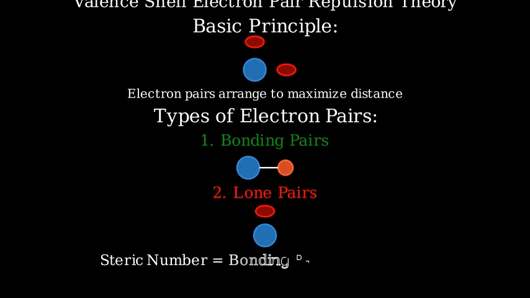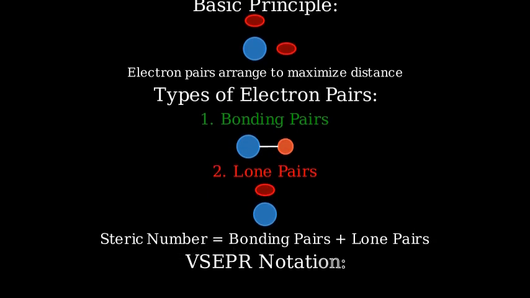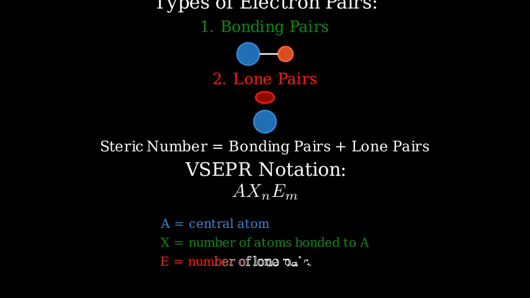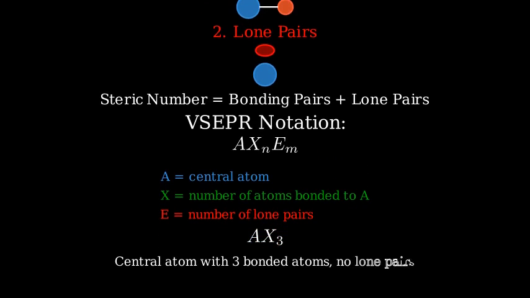The total number of electron pairs around the central atom is called the steric number. The VSEPR notation AXnEm is used to classify molecular geometries. Here, A represents the central atom, X represents the number of bonding atoms, and E represents the number of lone pairs. For example, AX3 means the central atom A has 3 bonded atoms X, and no lone pairs.